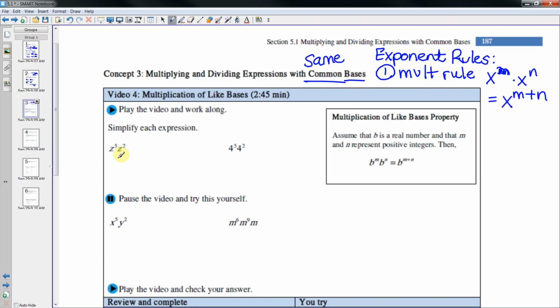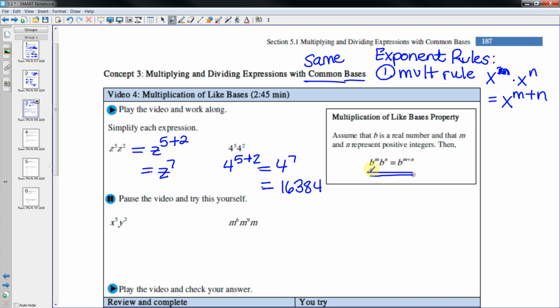So in this example, I've got z to the 5th times z squared. Well, that's going to be z to the 5 plus 2, which gives me z to the 7. Okay, same base. 4 to the 5th times 4 squared, 4 to the 5 plus 2, which gives me 4 to the 7th. And then if you need to work it all the way out, that's one that I'd probably pull out the calculator for. 4 to the 7th power equals 16,384. Pay attention to your directions. If it told me that I could leave my answers in exponent form, then I would have just left it as 4 to the 7th.